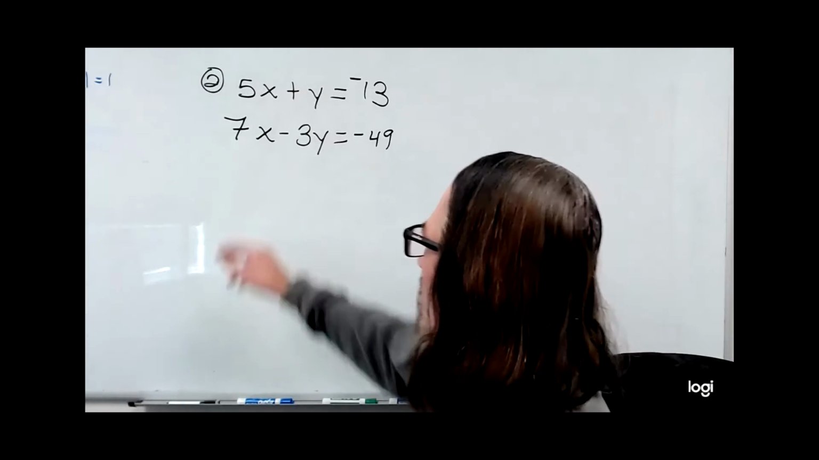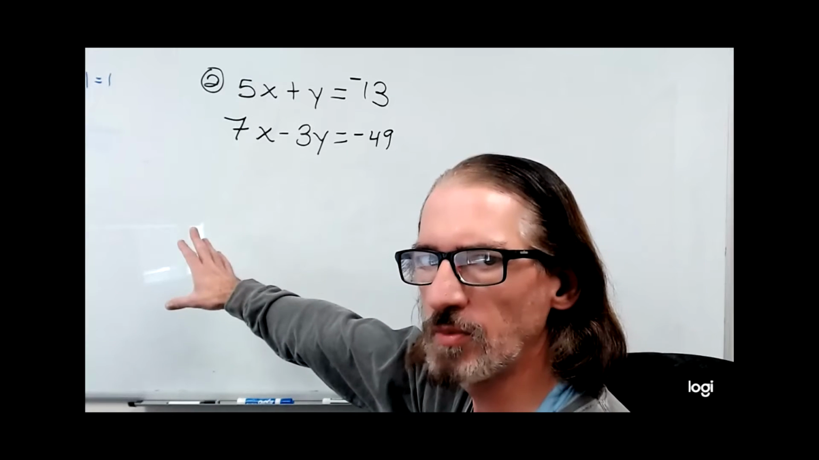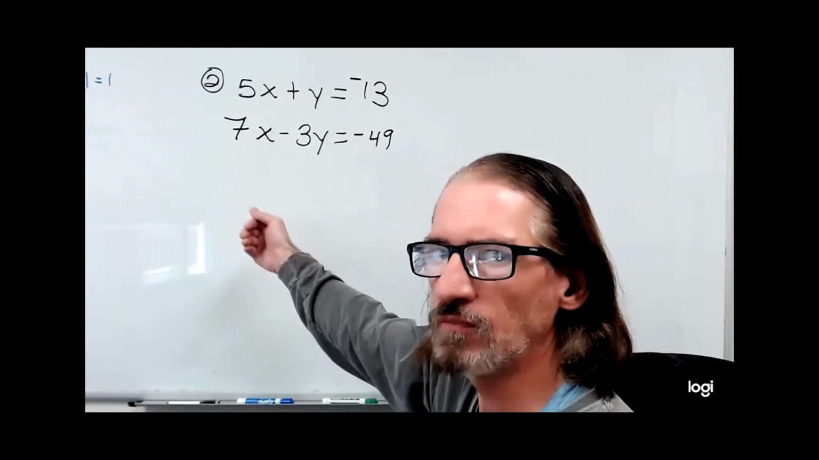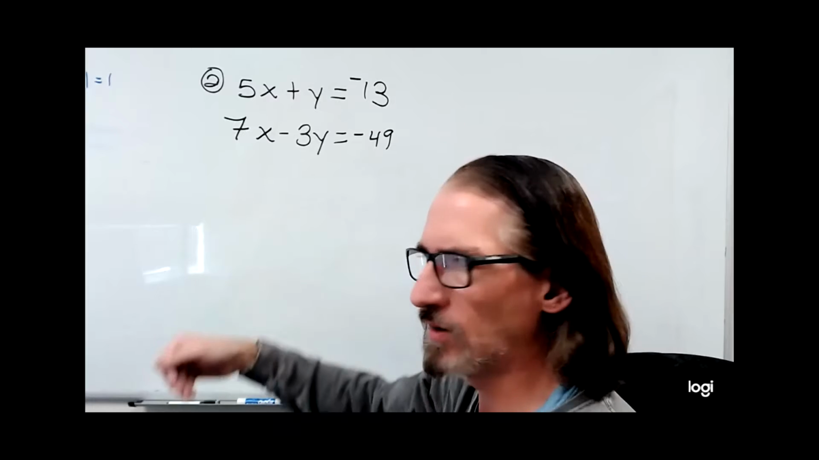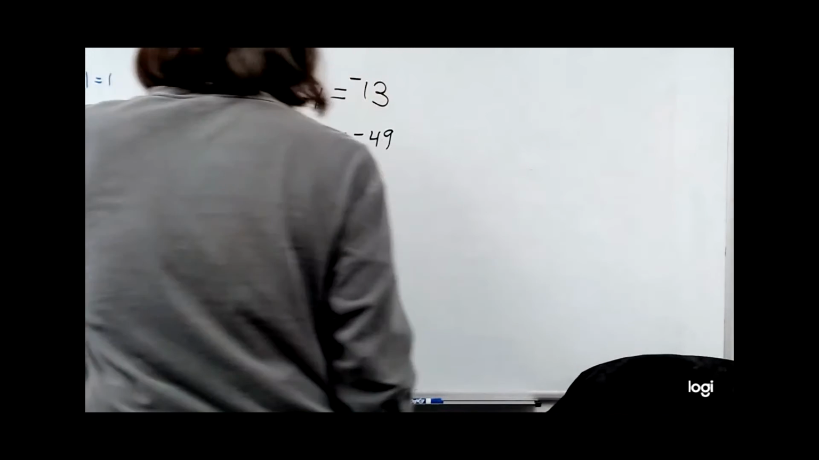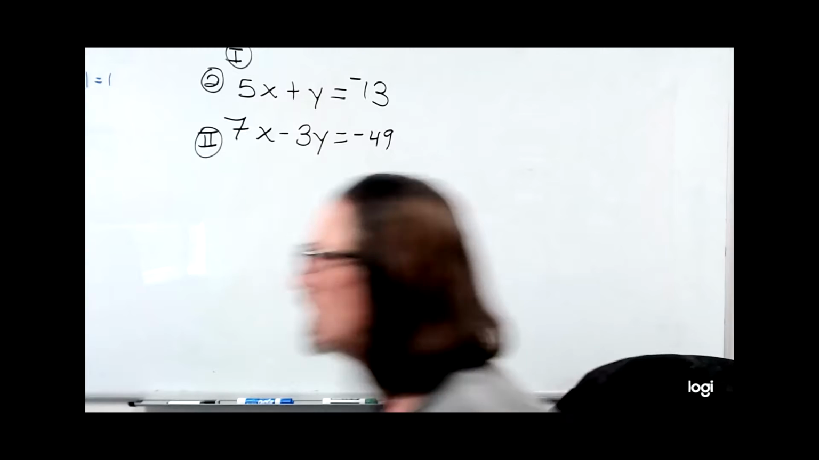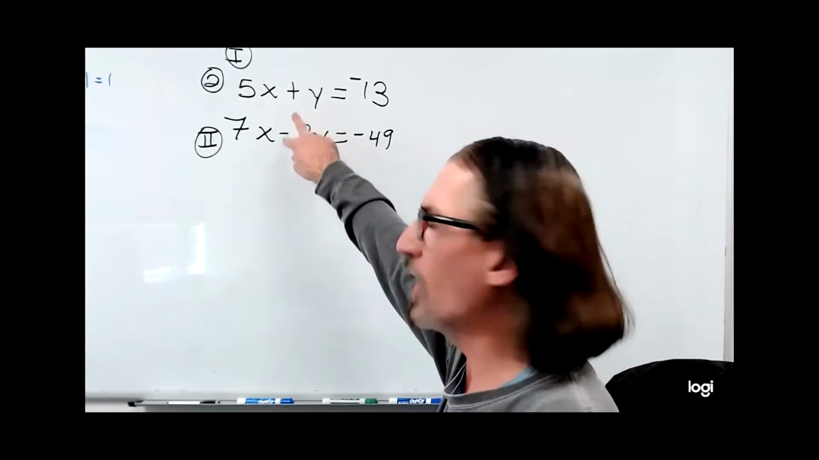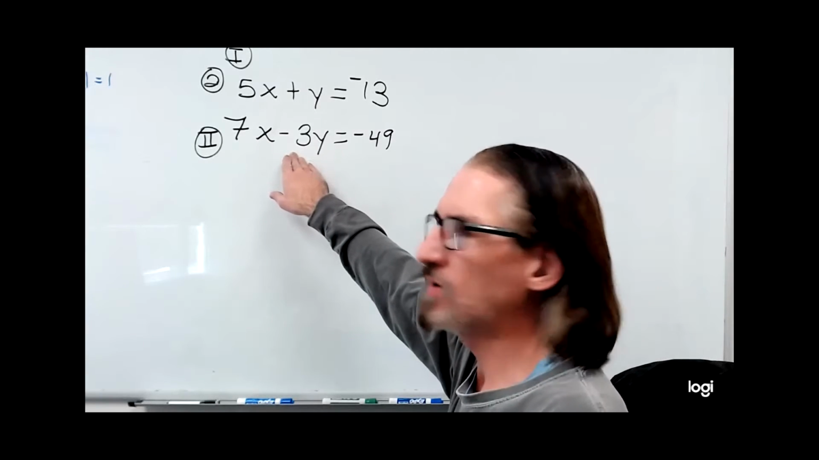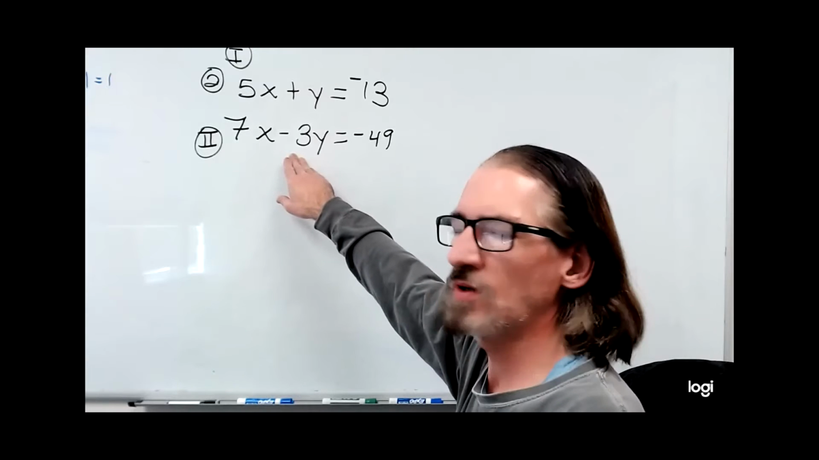Unfortunately, in this example, if we add up 5x and 7x, we get 12x, so x is not eliminated. And if I add y and negative 3y, I get negative 2y, so y is not eliminated. What we're going to need to do here, if I label this as equation 1, and this one is equation 2, we do have opposite signs here. If only I had a positive 3y to cancel the negative 3y in equation 2.